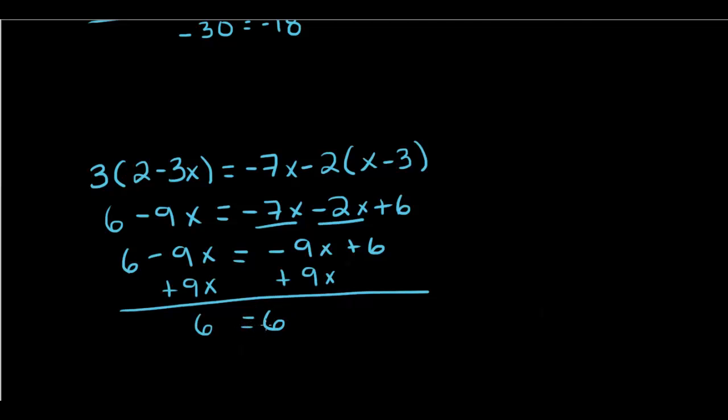Now that is true, 6 equals 6, but my variable is gone. What that means is that the solution is all real numbers, and you can represent it by that weird R. This means all real numbers. It means that I can plug in whatever number I want to in here, and the equation will always be true, regardless of the value that I give to this.